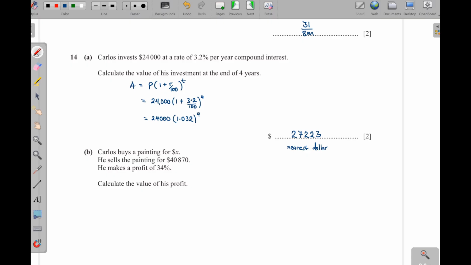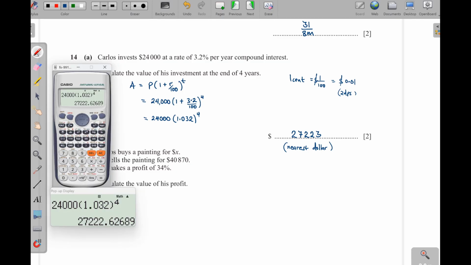Okay, you can round off to the nearest cent. You know that 1 cent is equivalent to 1 out of $100, because $1 is equivalent to 100 cents. So this one is the same as 0.01. That means to 2 decimal places. Okay, then we would write it as $27,222 and 63 cents. So we get 63 cents.